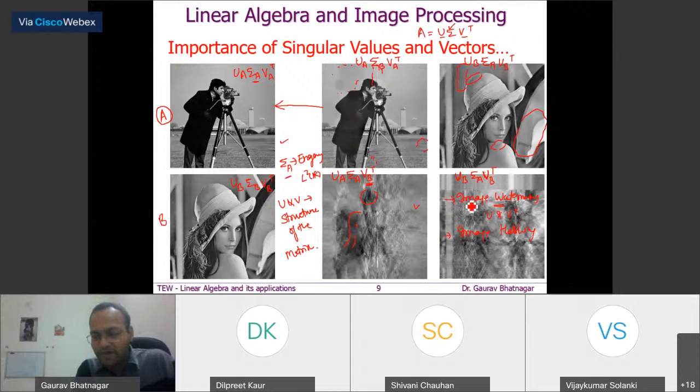So let me quickly explain the meaning of image hashing. Image hashing is nothing but a function which will take some input. So you have a matrix A, and out of this matrix you are going to get a vector, or the feature vector, which is going to be very robust against different kinds of manipulation.